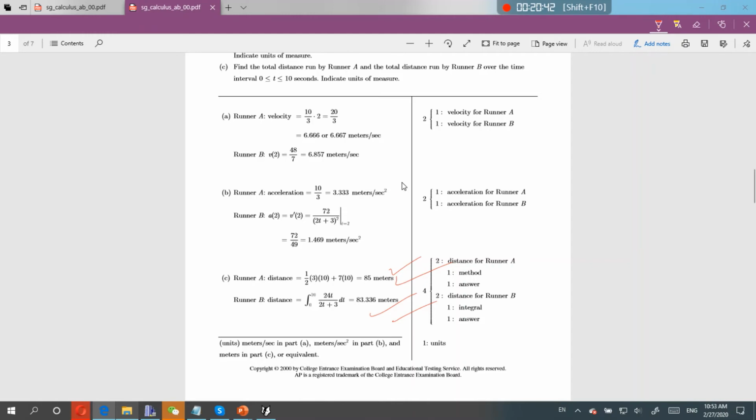Acceleration for A was the slope, 10/3. Acceleration for B was 72/49. That's good. Velocity for runner A was 20/3. That's okay. And velocity for runner B is 48/7. Awesome. Any questions on what we did?